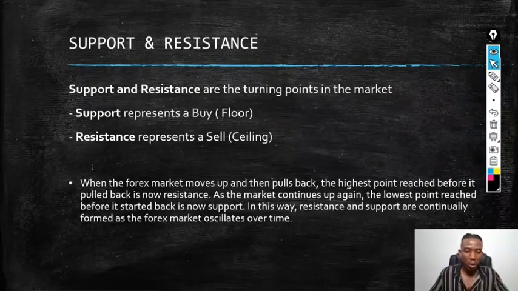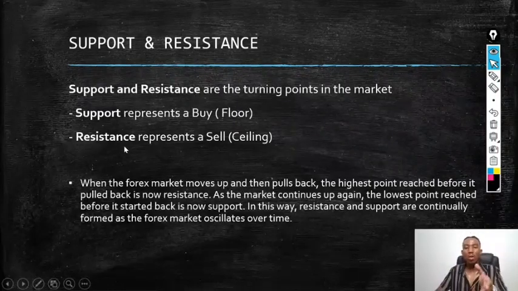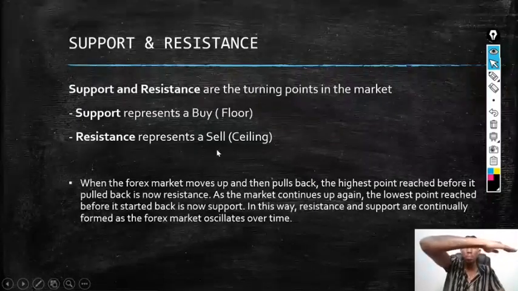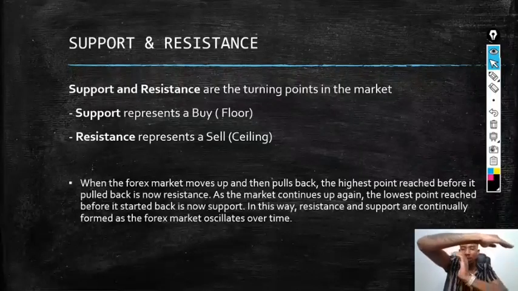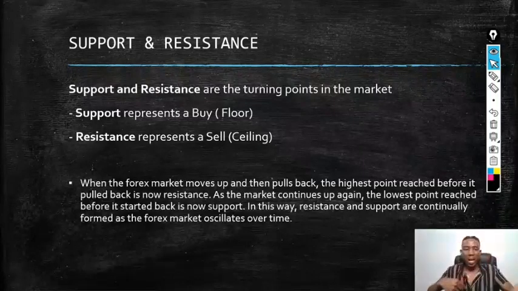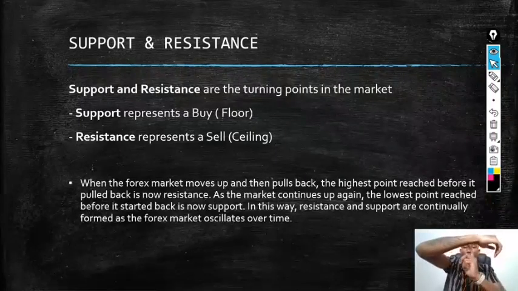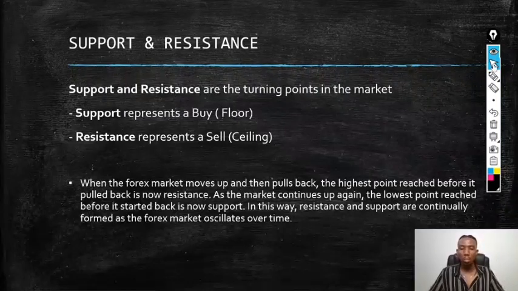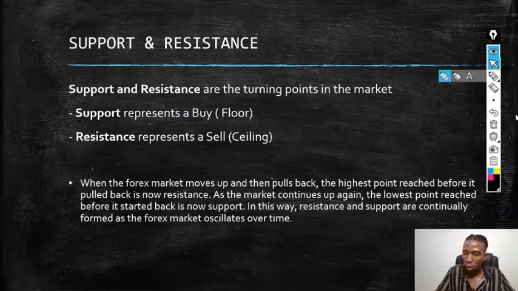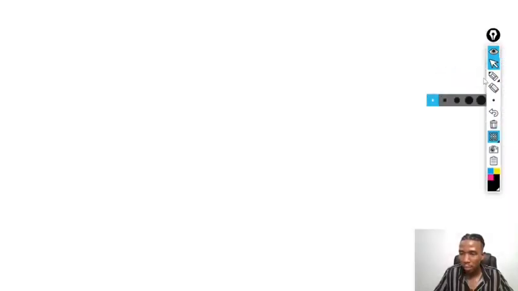Secondly, we have a resistance. You can think of a resistance as a ceiling. It represents a sell, meaning we should always be below, never above. The market is always resisted from going above this point. Hence, it's a resistance. A support is always supported to go up, and at a resistance, the market is resisted from going above. We have vertical support and resistance, and we have horizontal support and resistance. Now let me show you an illustration of what I mean.